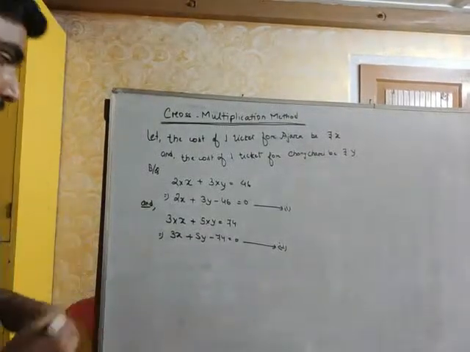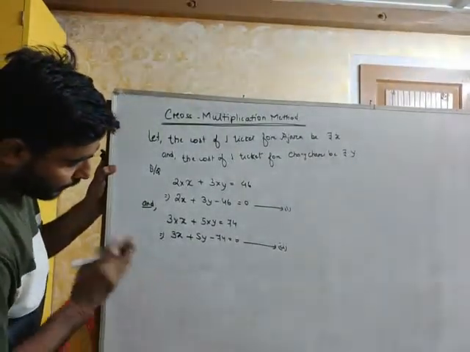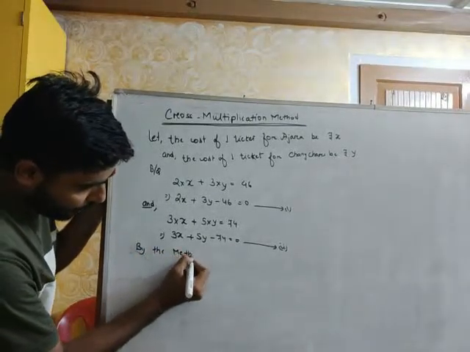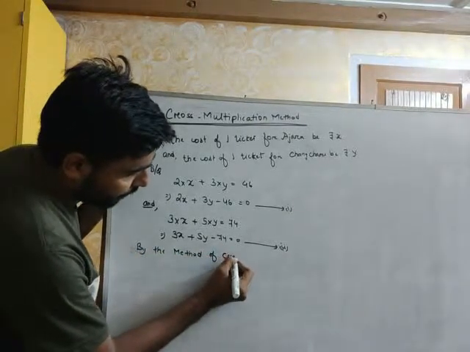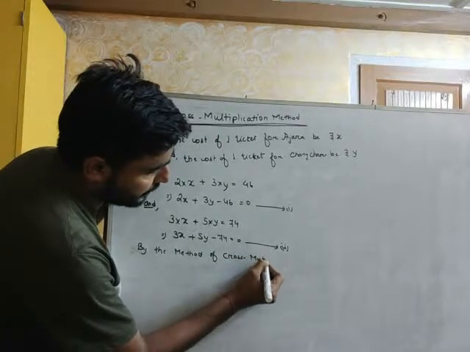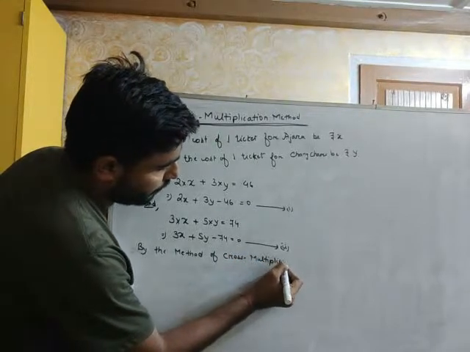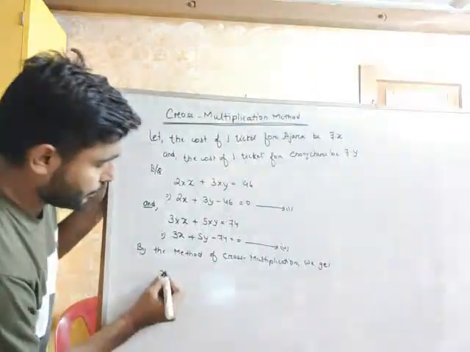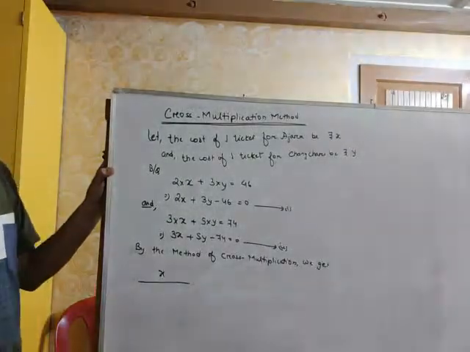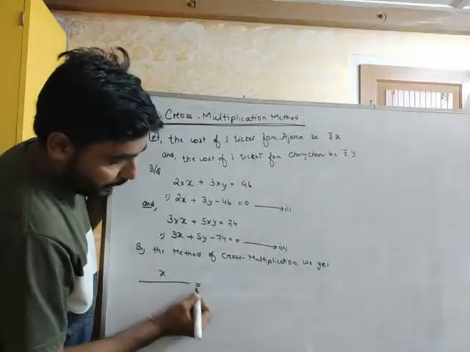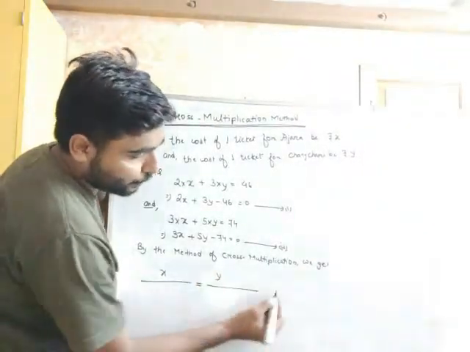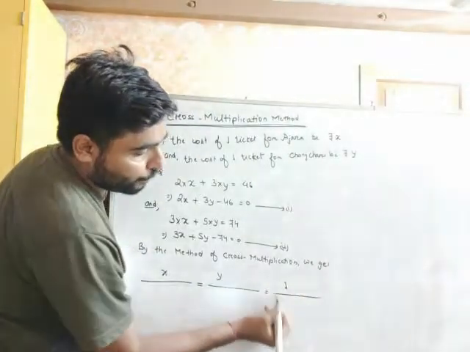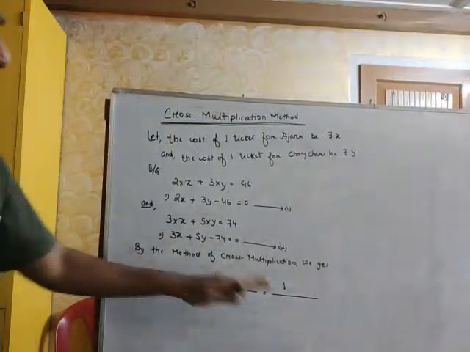Okay, let's see. So write it like this: by the method of cross multiplication we get x by the coefficients. We will form a ratio with the coefficient and constant term, I mean just one, for the constant term.